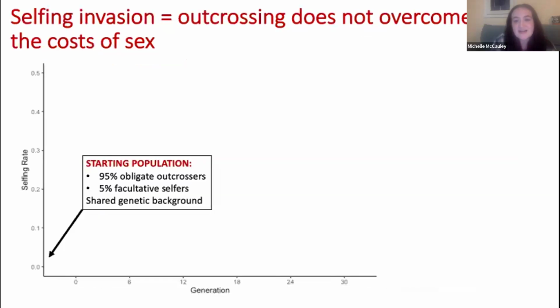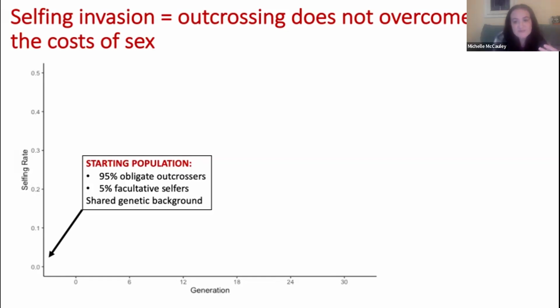So all of my evolution experiments sort of take the same form. Pay attention. They're all self-invasion experiments where the goal is to recapitulate the scenario I described before of a single female gaining the ability to reproduce uniparentally. We do this with all of our starting populations of worms: our 95% worms that have been genetically modified to be obligate outcrossers, and we add in a small number of worms that are capable of self-fertilization. And these two subpopulations have a shared genetic background.